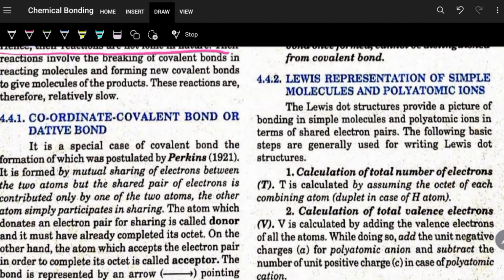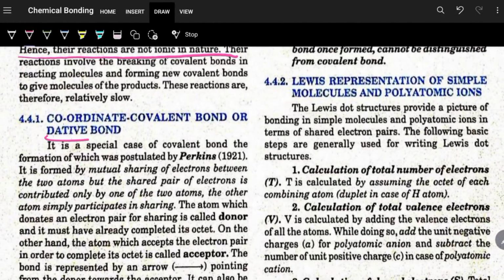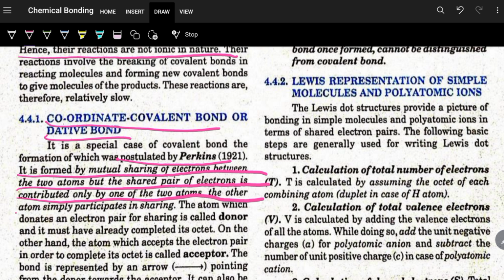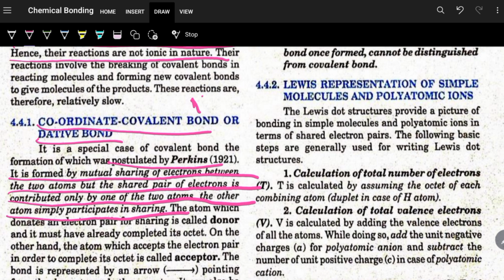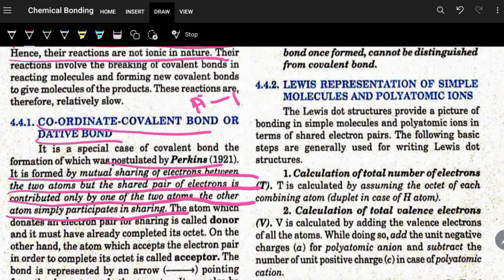Now, the third type of bonding is the dative bond or the coordinate covalent bond. It was postulated by Perkins, saying that it is formed by mutual sharing of electrons between 2 atoms, but the shared pair of electrons is contributed only by one of the 2, and the other simply participates in sharing. That means there are 2 atoms out of which one can be the donor atom, the other can be the acceptor atom.